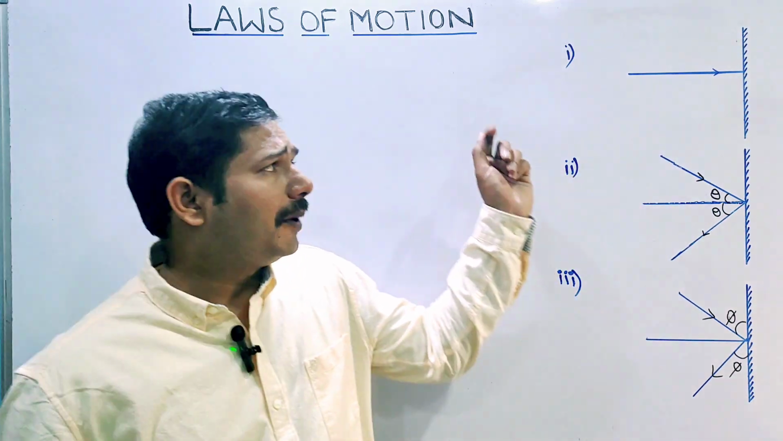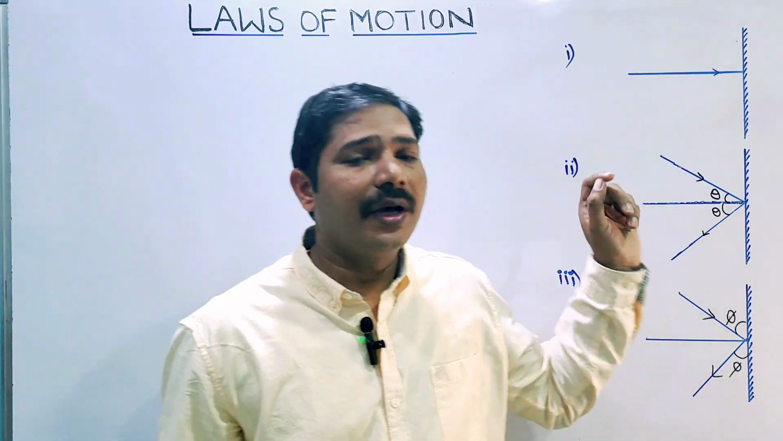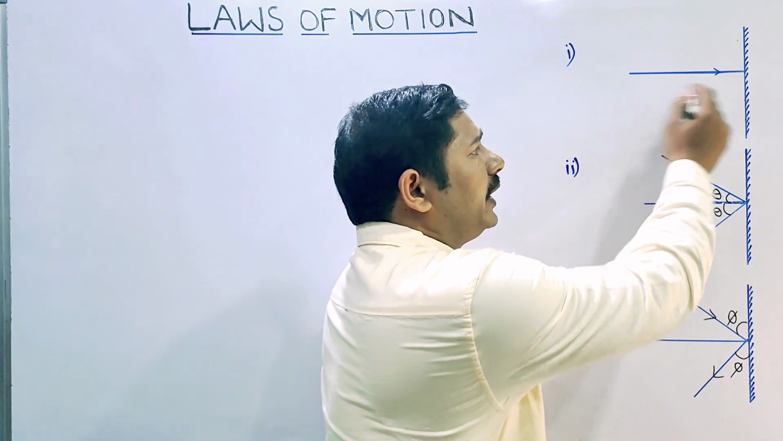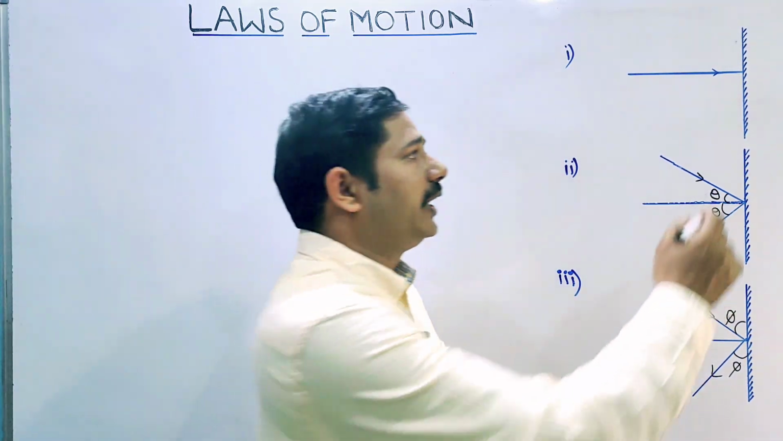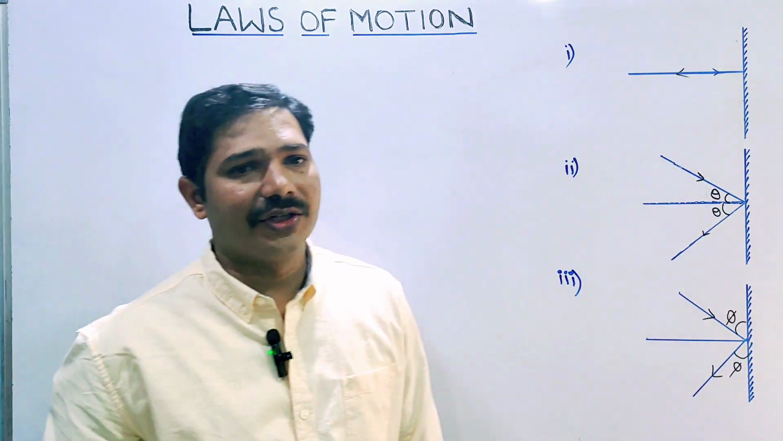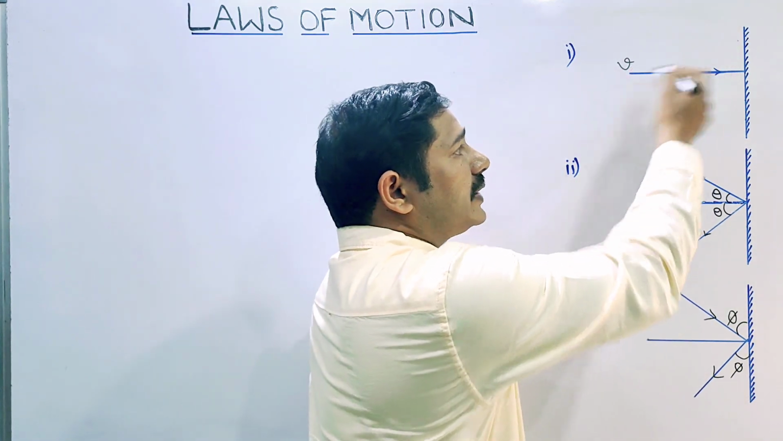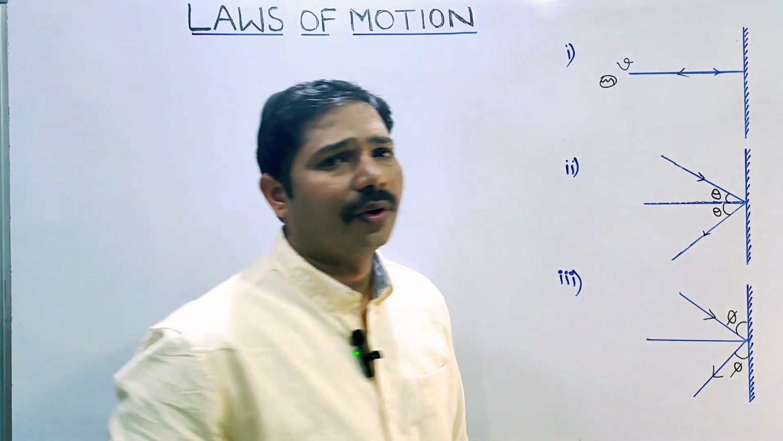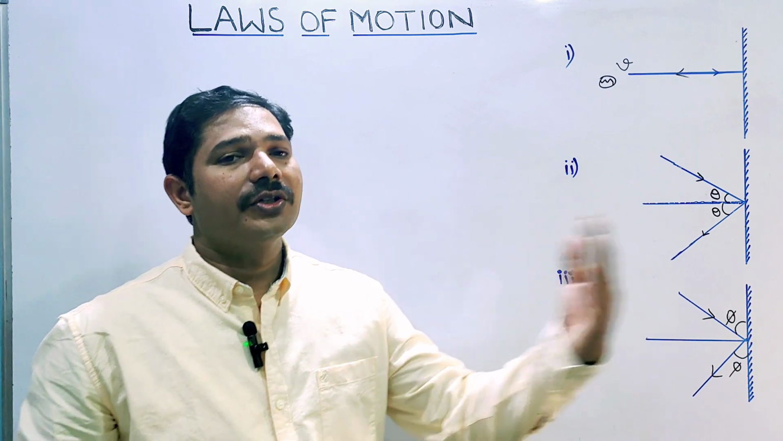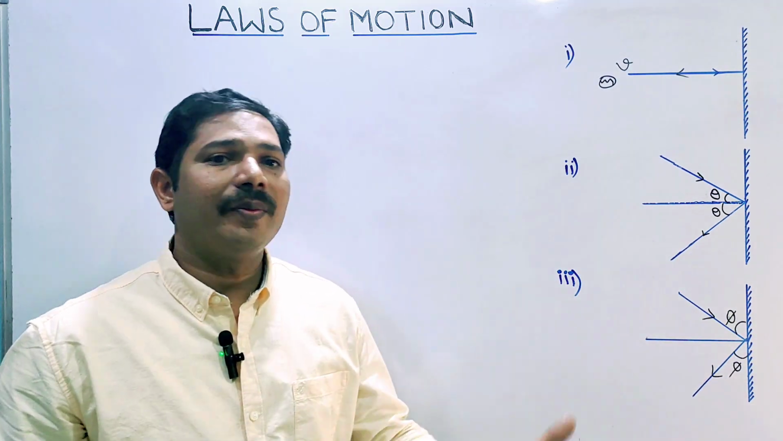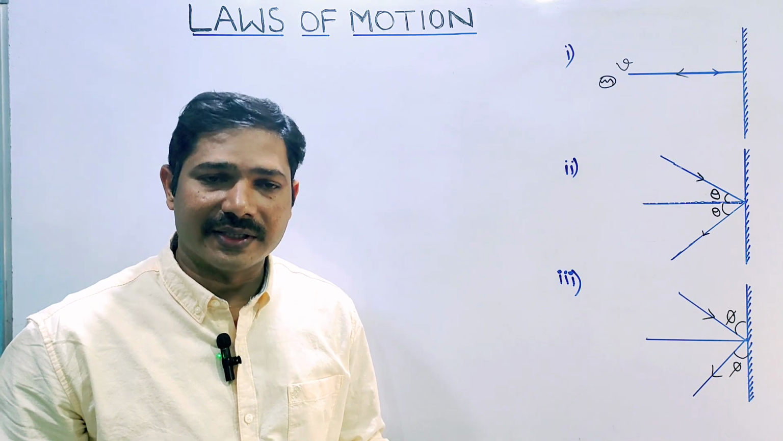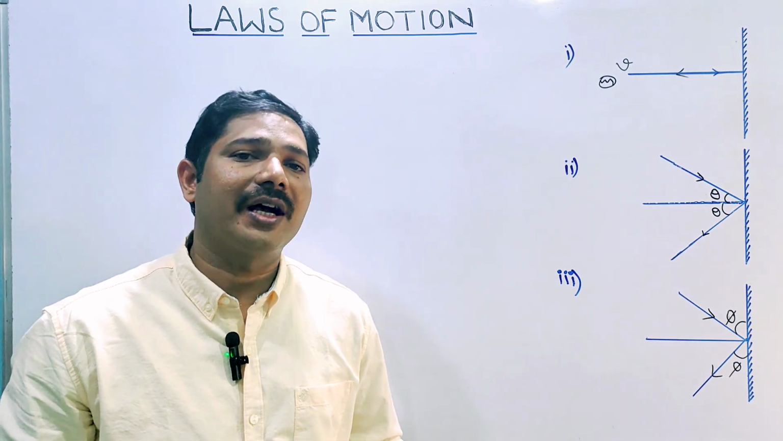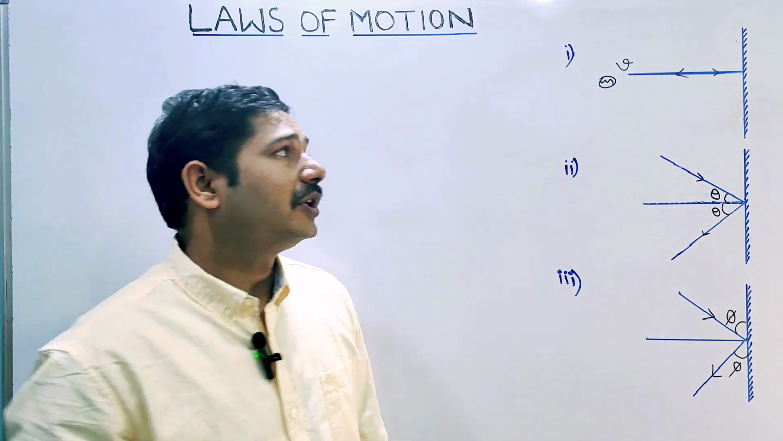For example, a particle is moving in a straight direction and hitting a rigid support like a wall. After hitting, it comes back with the same speed. It is moving with the speed v, and it comes back with the speed also v. The mass of the body is m. So the change in momentum is the difference of the initial momentum and final momentum. Here the initial momentum is mv and the final momentum is also mv in magnitude, because the velocities are the same.